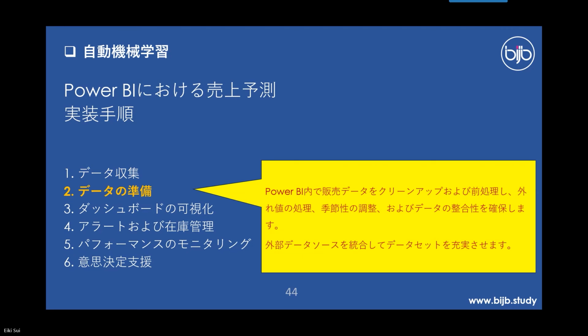Data preparation goes hand in hand with data collection: cleaning and processing the sales data within Power BI, handling outliers, adjusting for seasonality, and ensuring data integrity. Data integrity is an important adjustment. Also very important is to clean out the noise that may look like it impacts your data, but not necessarily does. Again, AI, with Copilot in particular, may help you with the data preparation as well. The importance of it is to enrich the data set for the next step.